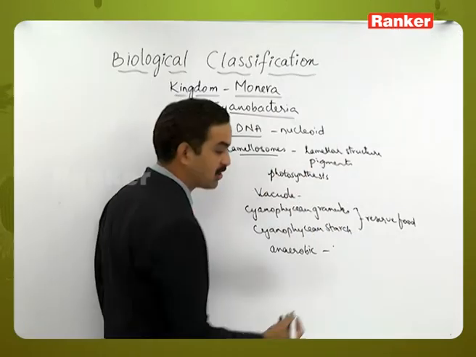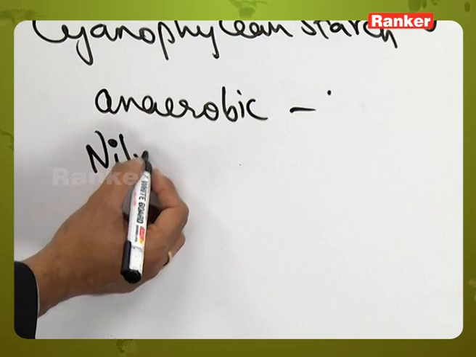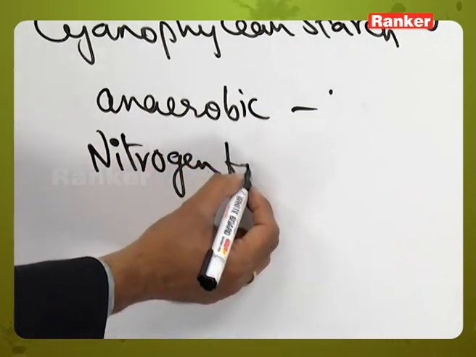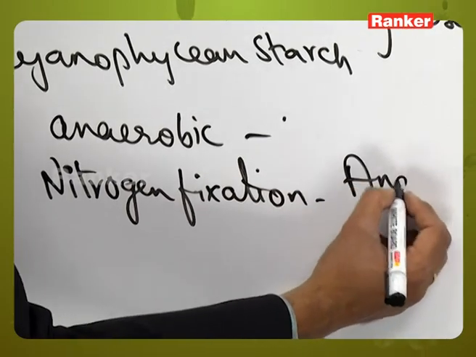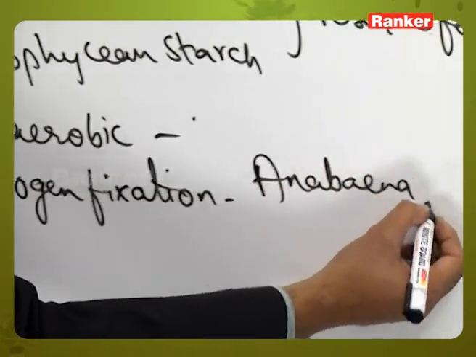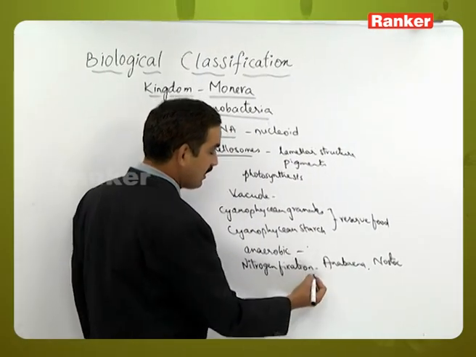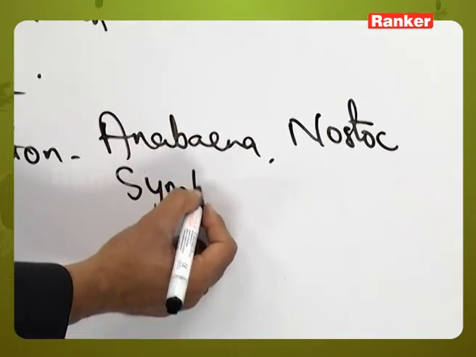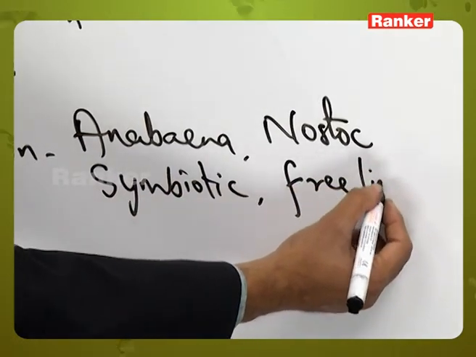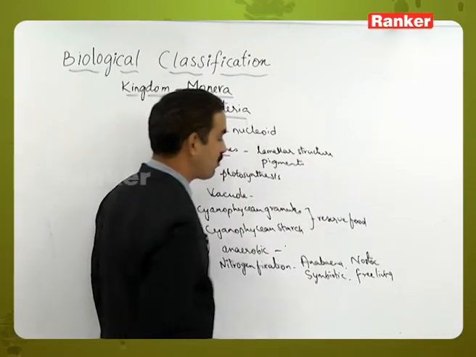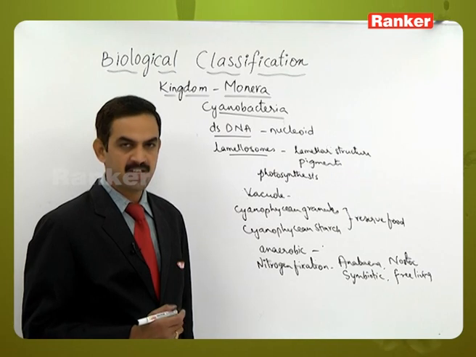That's why these are showing some sort of prokaryotic nature. There are some cyanobacteria which are useful for nitrogen fixation, particularly members like Anabaena and Nostoc. Such members are concerned with the symbiotic type of nitrogen fixation, or sometimes they may exist in the outer environment, that is, some of them act as free living nitrogen fixers.